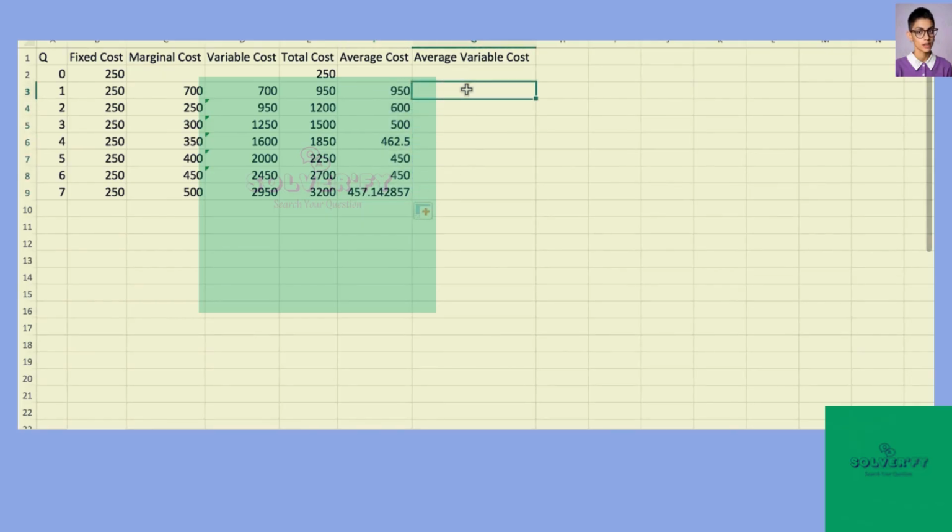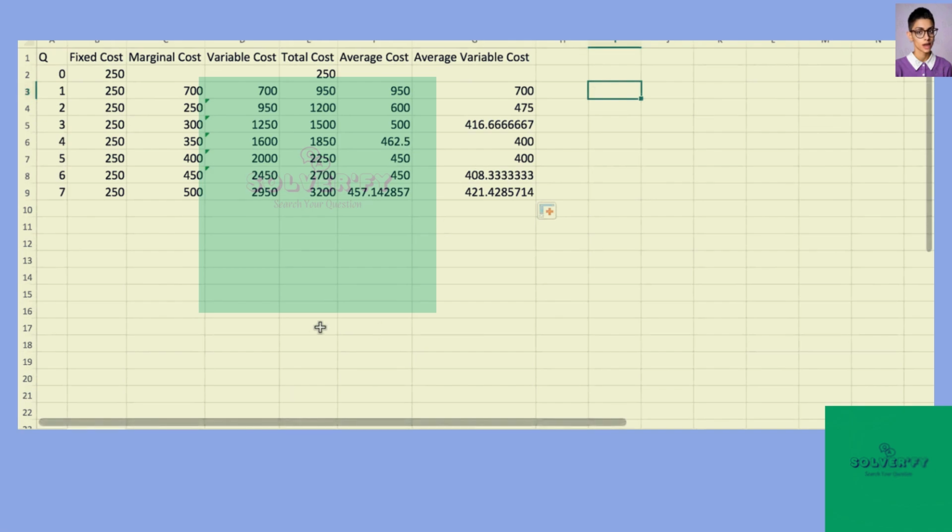Now to find the average variable cost. We know that the formula for the average variable cost is the variable cost divided by the quantity. So here we have the variable cost divided by our quantity. And for the same column, we can just drag this formula down, and there we go. Now we have our values for variable cost, total cost, and average variable cost.